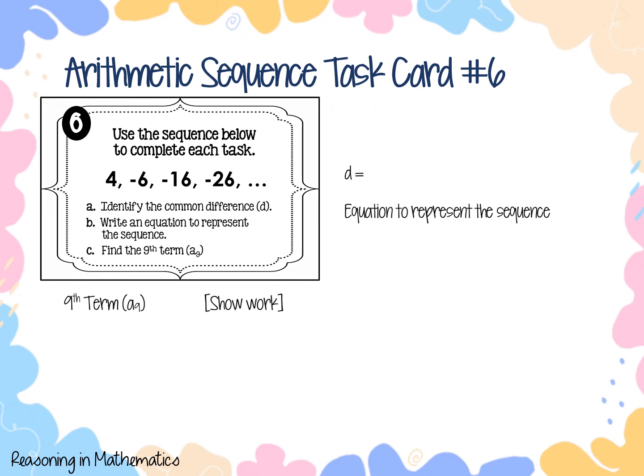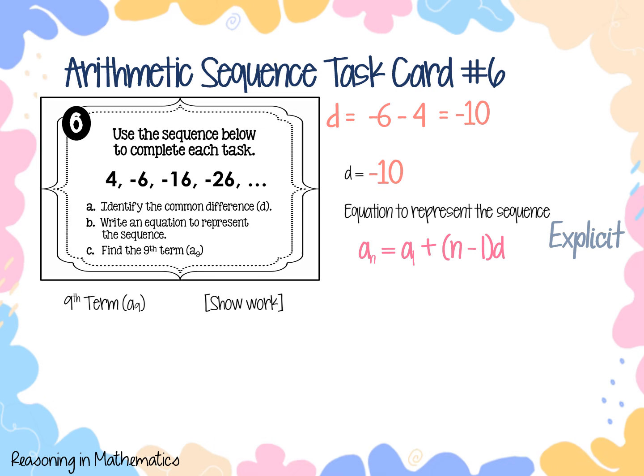Task card number 6. We're going from 4 to negative 6 to negative 16 to negative 26. We are decreasing. Let's see what our common difference is. Negative 6 minus 4 is negative 10. We are going down by 10 every single time.